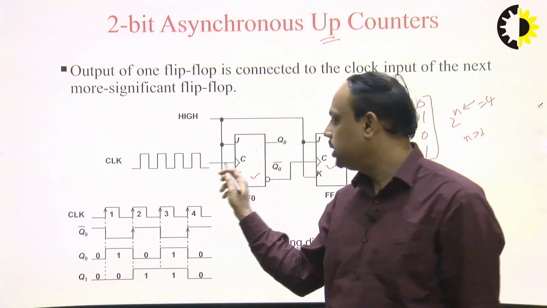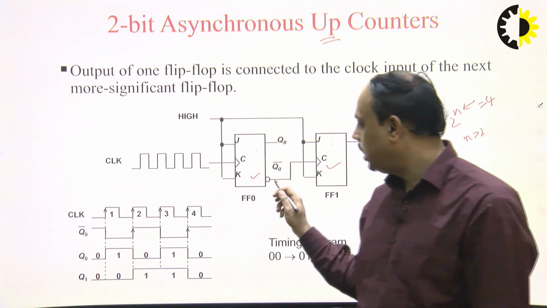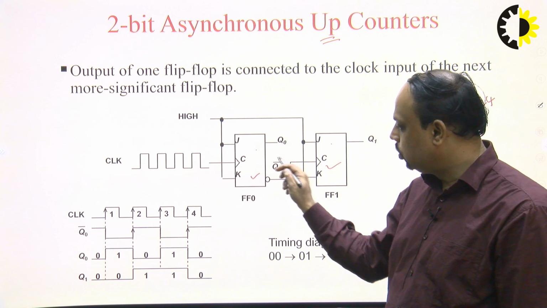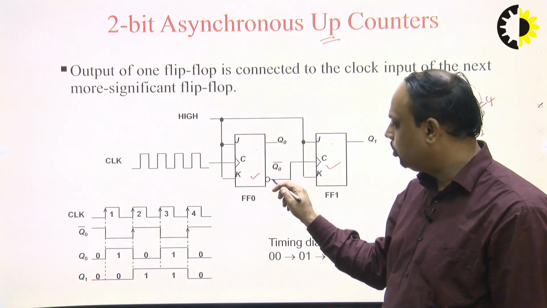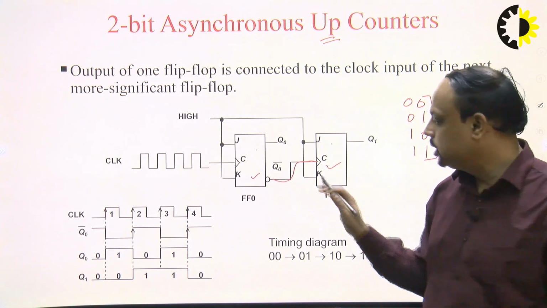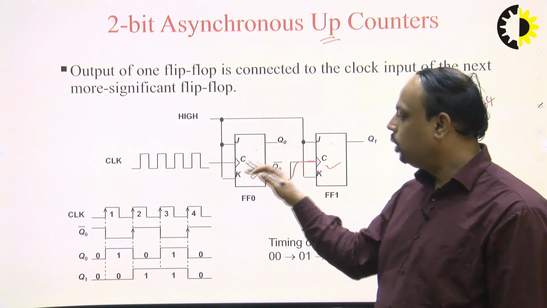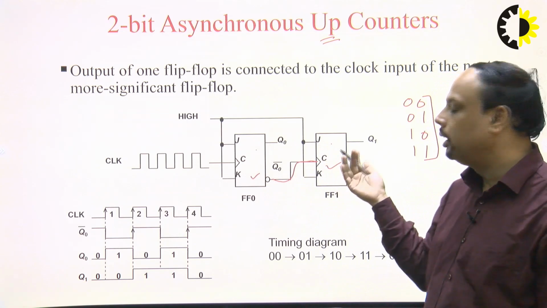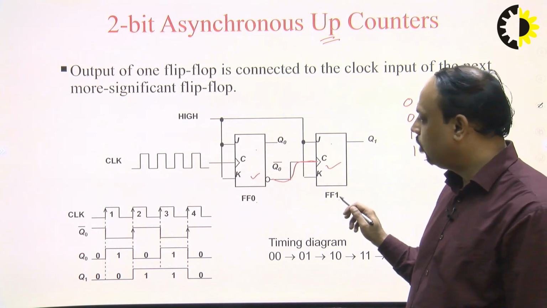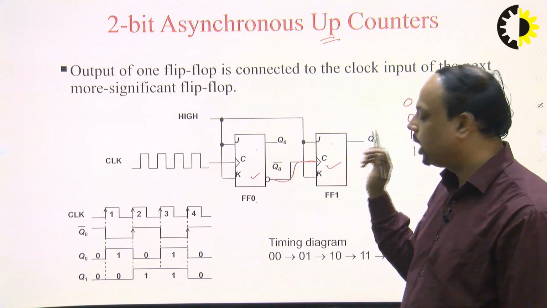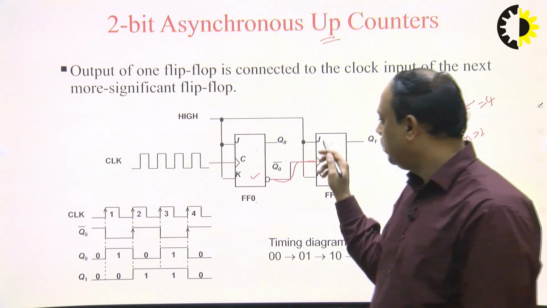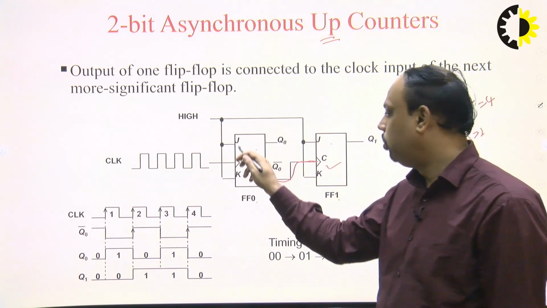This is the clock pulse that is applied to this flip flop, and the output of this flip flop, as we can see, the Q0 bar output is provided to the clock of the next input. So this is a ripple counter because the output of the first flip flop drives the next flip flop. This is flip flop 0, this is flip flop 1, the output of the first flip flop drives another flip flop.